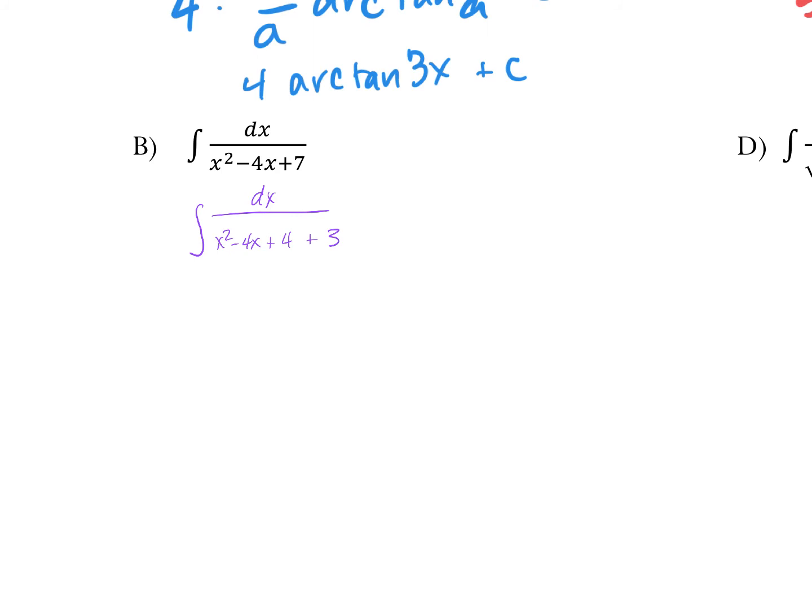Is everybody okay so far? Am I allowed to do that, to split up that 7 into a 4 and a 3? Now, why did I do that? Well, the whole idea of these trig functions is we're looking for something squared, right? So I split it up into 4 and 3 because I know that x squared minus 4x plus 4 is x minus 2, the quantity squared. So it's almost like completing the square.